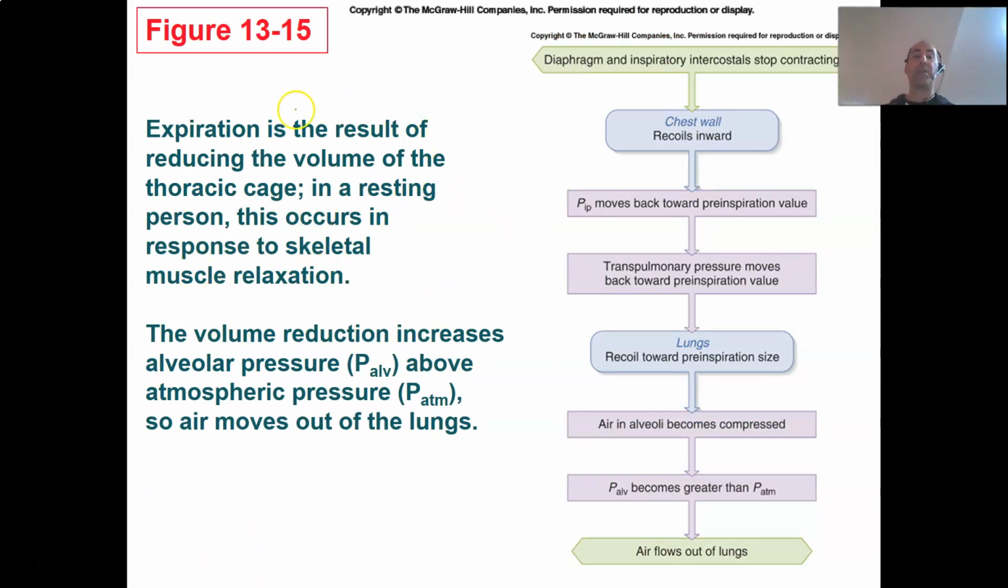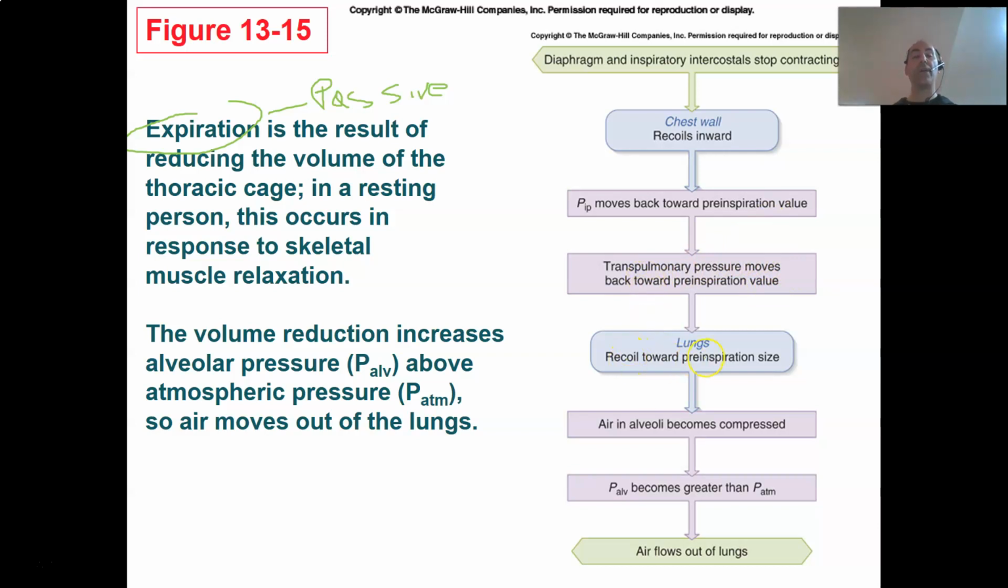Expiration is exactly the opposite. The diaphragm and the inspiratory intercostals stop. Remember, this part is passive. Expiration is passive. So once the diaphragm and the inspiratory intercostals stop contracting, the chest wall recoils. Intrapleural pressure moves back towards the pre-inspiration value. Again, it's still negative. It's just not as negative. Transpulmonary pressure decreases. It's still positive, it's just not as positive.